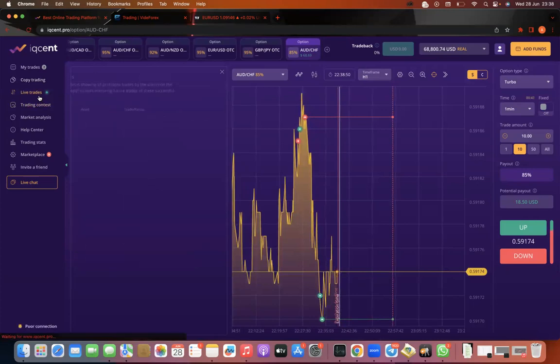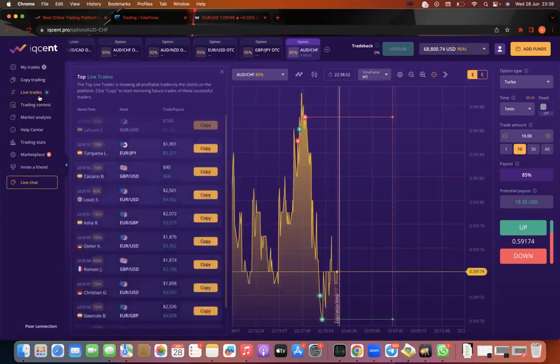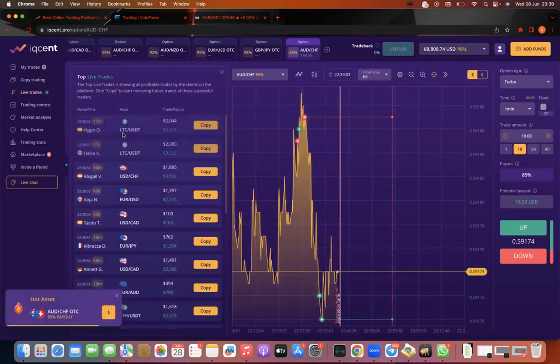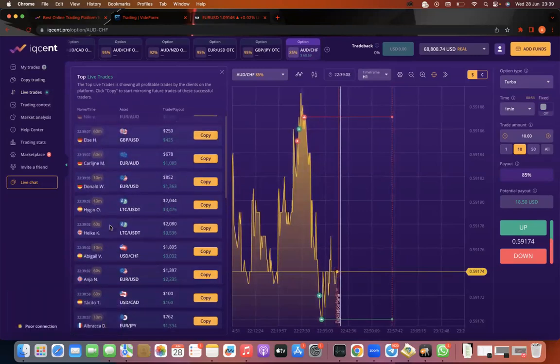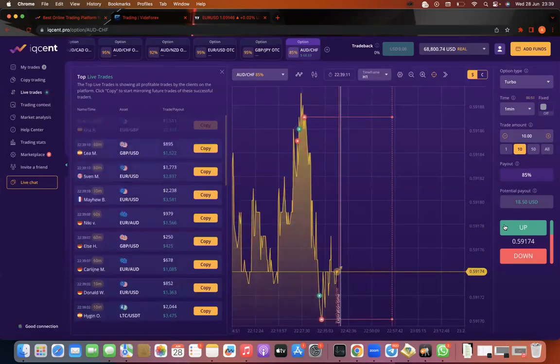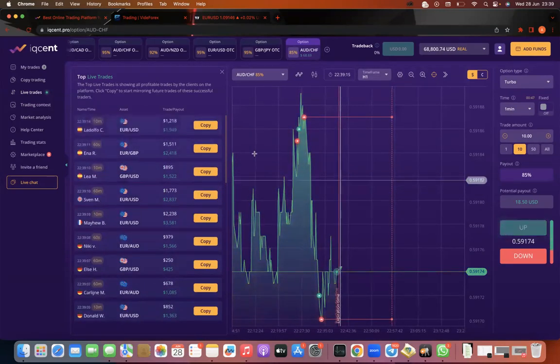Then you have live trades. Live trades show all the profitable trades by clients on the platform. So as we're trading, if I enter a trade right now and I win, it's going to be shown under the live trades. Everybody is entering trades, and the trades are constantly being displayed here. So if I take a trade right now, it should be shown here under the live trade.